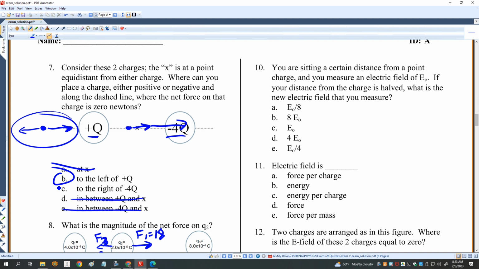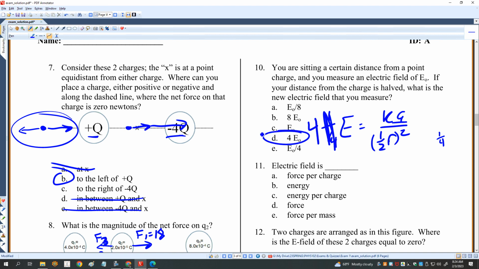You're sitting a certain distance from a point charge. You halve the distance. What is the new electric field that you measure? Remember, electric field is kq over r squared. If I have this distance, that's half squared, which is the same as 1/4. That means I have 1 over 1/4 over here, or 4. So I have 4 times the electric field.